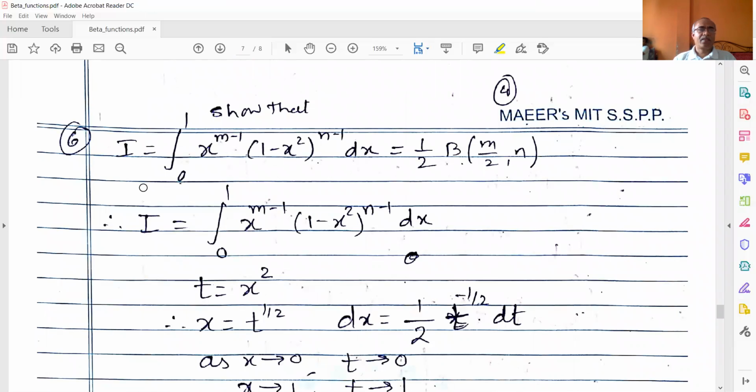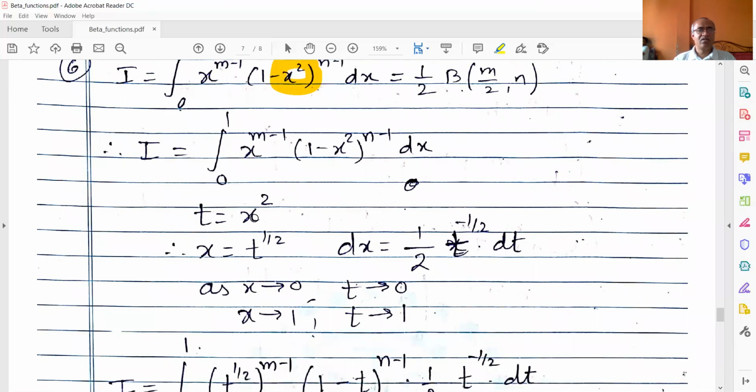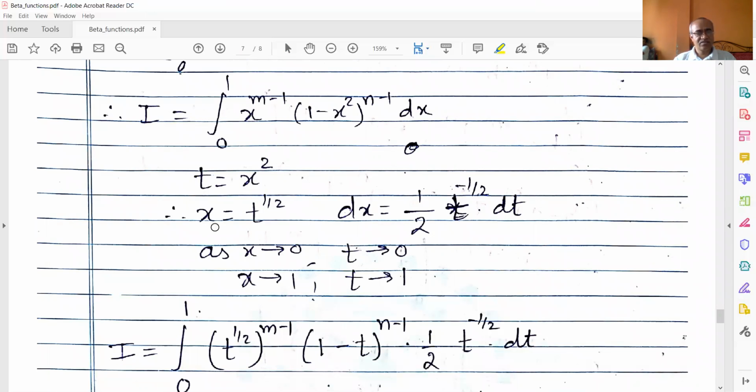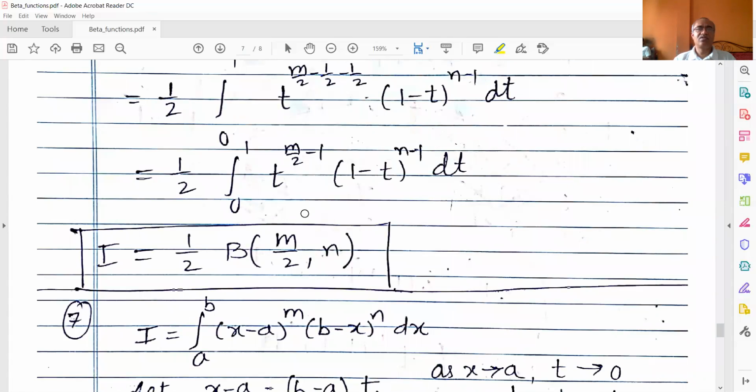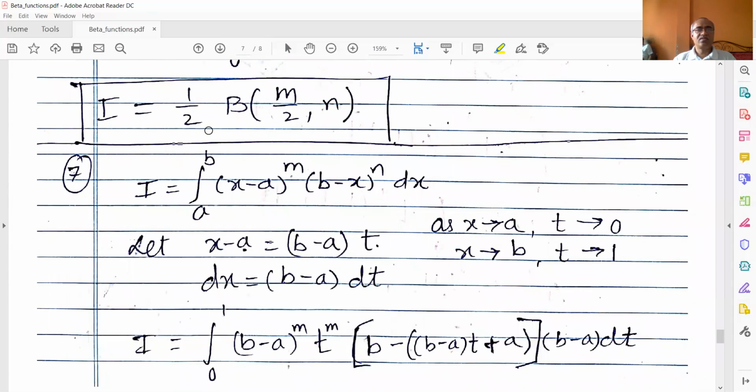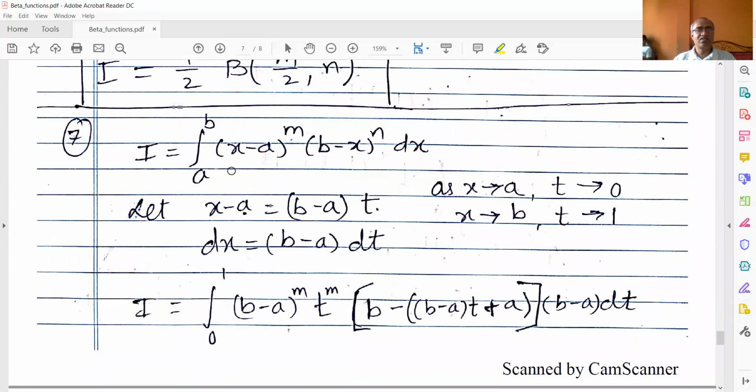Next example is the integral 0 to 1 of x raised to m minus 1 times (1 minus x square) raised to n minus 1. What I need to substitute over here is x square as t, that is the requirement. So x square is equal to t, again x is equal to t raised to half, dx is equal to half t raised to minus half dt, and with the substitutions, that is getting converted into simple beta functions. That is the answer.